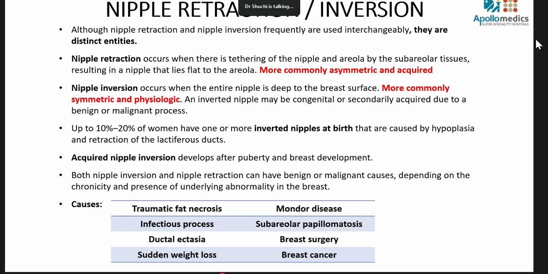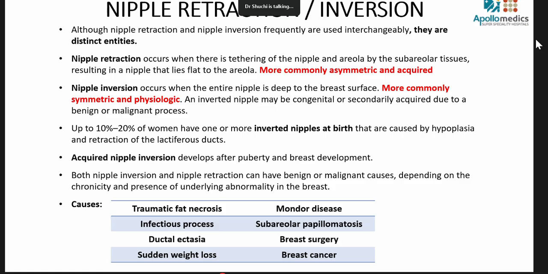The fifth common presentation is nipple retraction or inversion. Although nipple retraction and nipple inversion are frequently used interchangeably, they are distinct entities. Nipple retraction is asymmetric and acquired. Nipple inversion is symmetric and physiological. However, an inverted nipple may be congenital or secondary acquired due to a benign or malignant process. But most of the time, if it is symmetrical, present from birth, or the female has had it ever since, you call it an inversion, whereas retraction is when it happens secondarily.